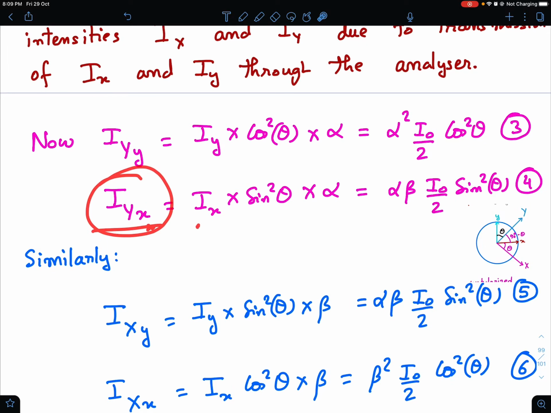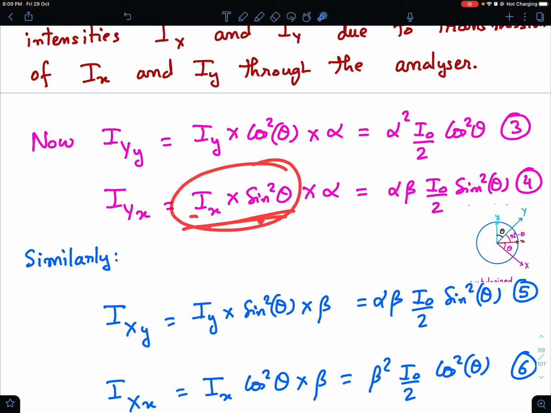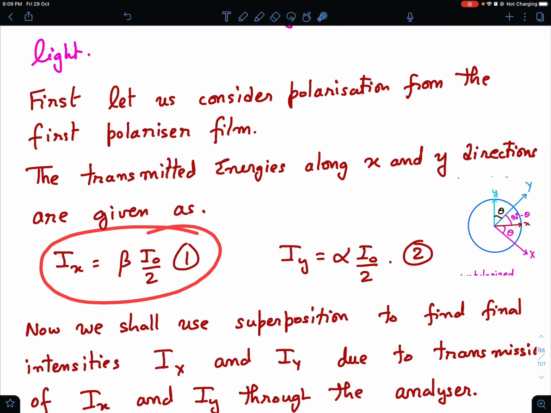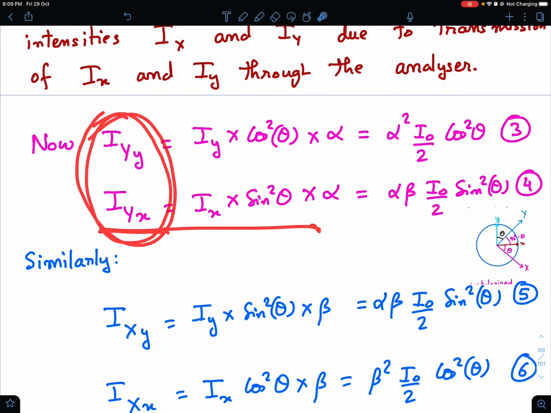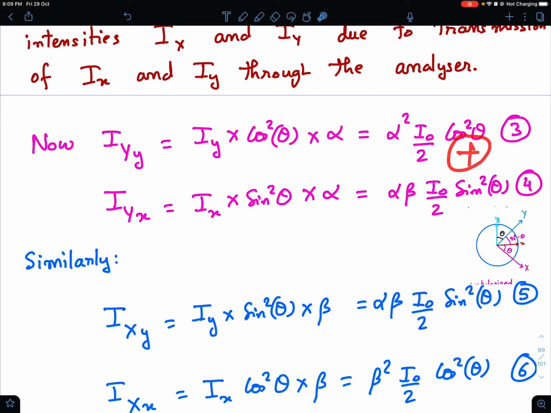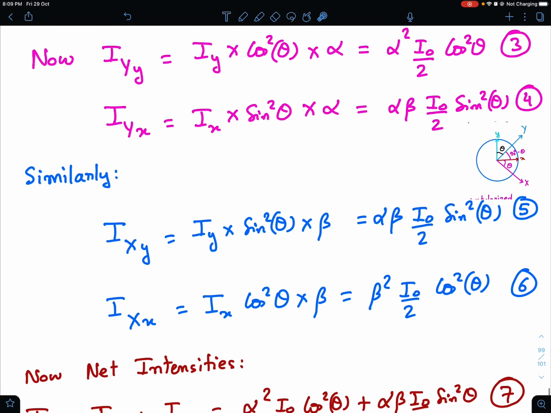How much is that? I capital Y small x will be equal to what? Now Ix makes an angle 90 minus theta with capital Y, so there will be a sin square theta. Had there been no transmissivity involved with the capital Y direction, this would have been Ix into sin square theta, but the transmissivity is alpha, so I multiply by it. I substitute Ix from above, which was beta I naught by 2. So you put beta I naught by 2 and multiply by alpha and sin square theta. This is I capital Y small x. If I want to find the total energy going in the capital Y direction, I can simply add these two, which I will do later on.